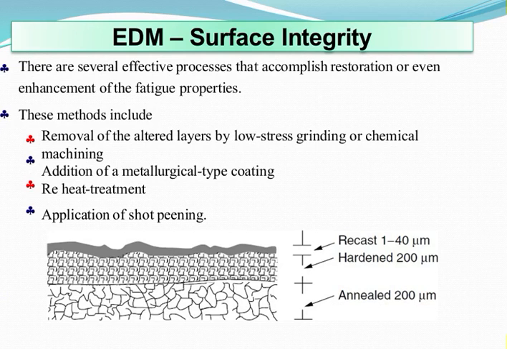Now, in surface integrity, there are several effective processes that accomplish the restoration or even enhancement of the fatigue property. These methods include removal of the altered layer by low stress grinding or chemical machining, addition of a metallurgical type coating, reheating, and application of shot peening.